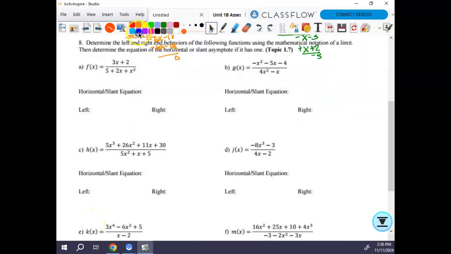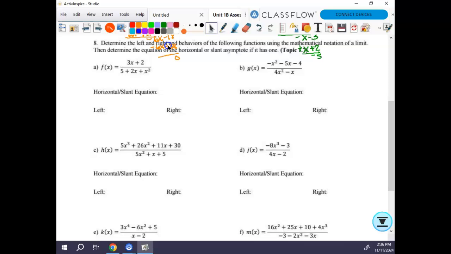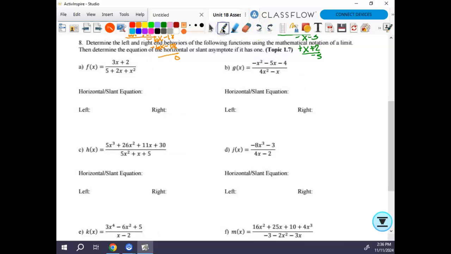Okay, number 8. Determine the left and right end behaviors of the following functions using the mathematical notation of a limit. So right here, even though you can't see it in my work here, left and right end behaviors of the following functions. That means that if we are talking about rationals, which we are right here, we're looking at horizontal or slant asymptotes, and even kind of gives it away right there what you need to look at.